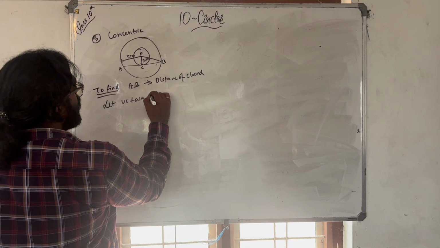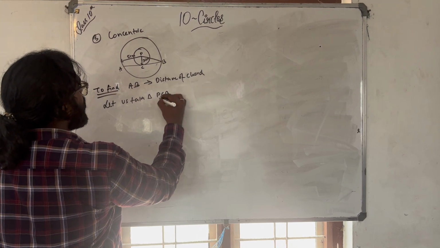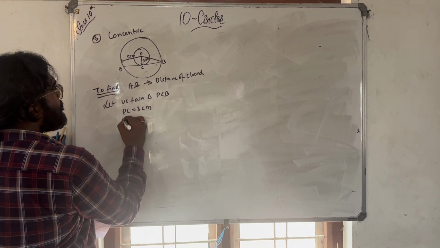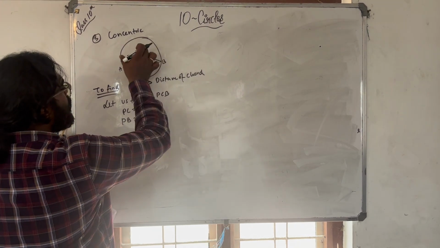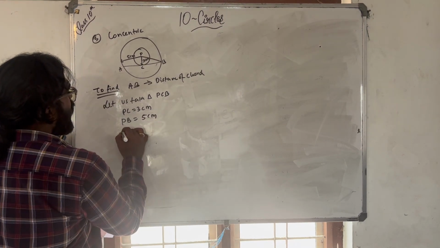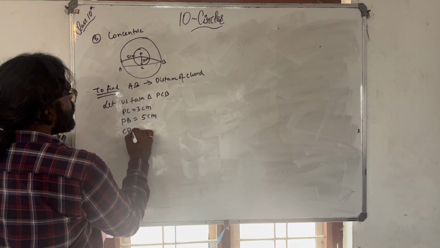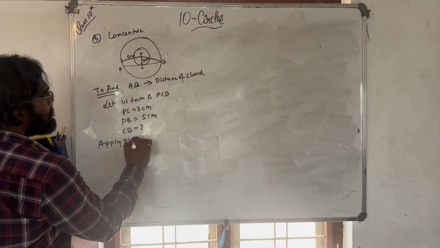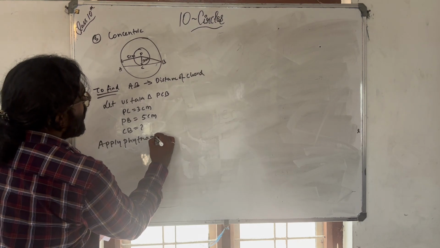सो आई नाउ व्हाट आई डू इज लेट अस टेक ट्राइंगल PCB। यहाँ पर आपको PC दिया है 3 सेंटीमीटर, PB क्या है, PB क्या होगा, ये तो बड़ा सर्कल का रेडियस है जो है 5 सेंटीमीटर। हमें ढूंढना है CB बताना। तो अप्लाई पाइथागोरस। हाउ डू वी अंडरस्टैंड टू अप्लाई पाइथागोरस?